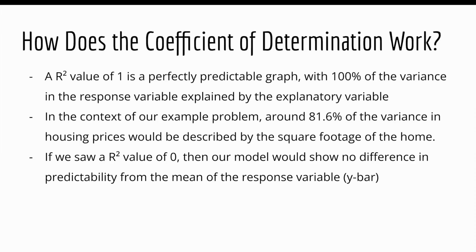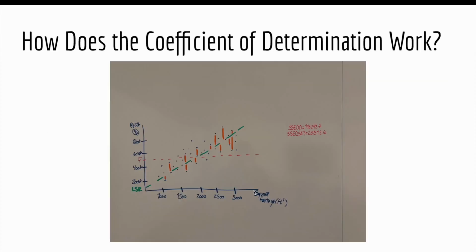In our problem, though, we found an R square of 0.816. What that means is that around 81.6% of the variance in housing prices would be described by the square footage of the home. So if square footage is our explanatory variable and price is our response variable, around 81.6% of this variance would be explained by the square footage of the home.